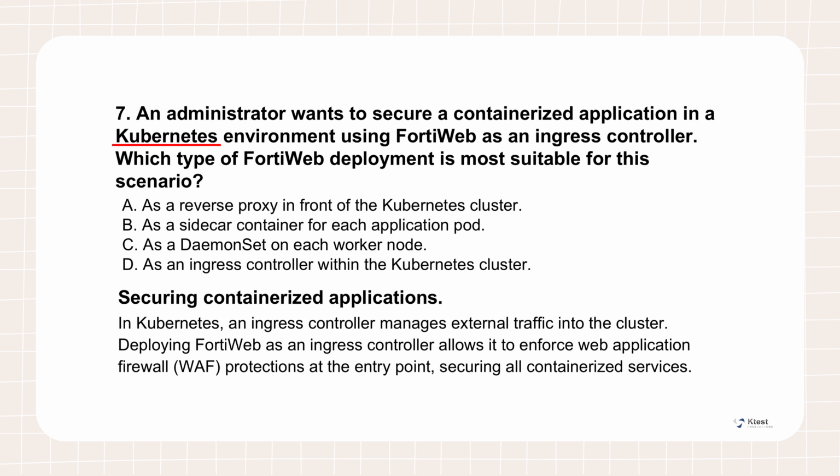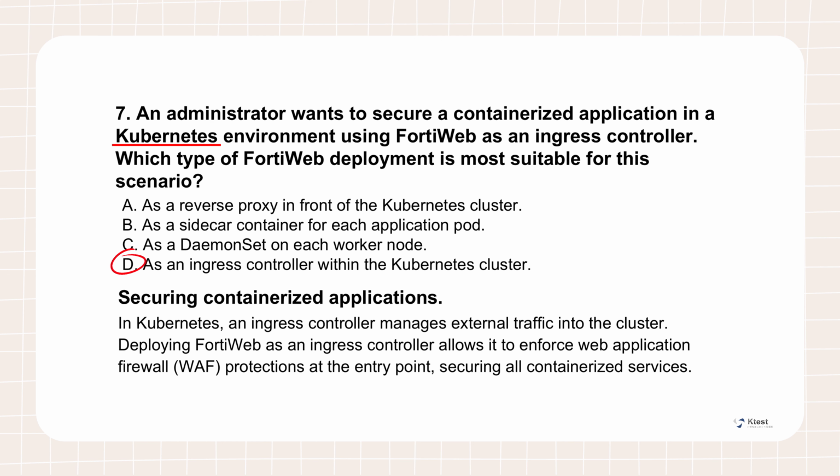Yeah, Kubernetes security is a whole different ballgame because things are so ephemeral and interconnected via APIs. The best way to use FortiWeb here isn't just placing it outside the cluster, it's deploying it as an ingress controller right inside the Kubernetes cluster. As an ingress controller, what does that mean practically? So an ingress controller in Kubernetes is basically the traffic cop for external access. It manages how outside traffic gets routed to the different services running inside the cluster.